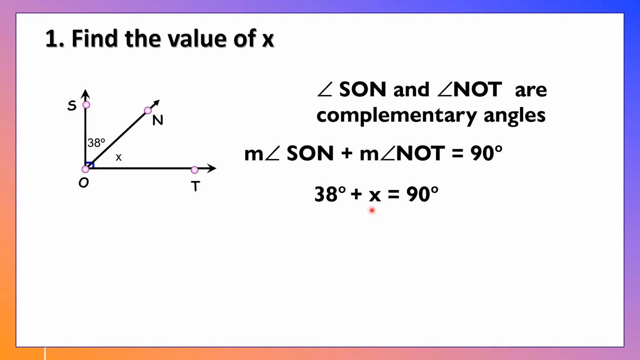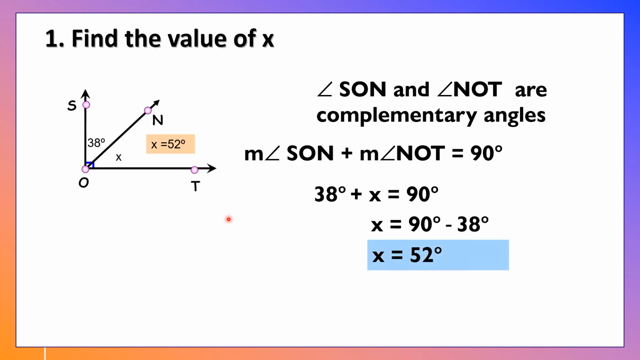So that means, para ma-solve natin yung x, so subtract lang natin yung 38 sa 90. So x is equal to 90 degrees minus 38 degrees. And 90 minus 38 is equal to 52. So x is equal to 52 degrees. Number 2.